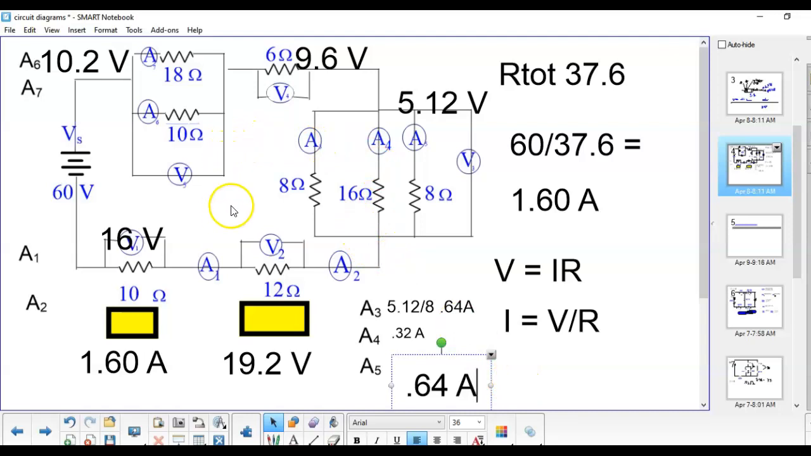And now we have these two. Again, 10.2 volts divided by a resistance of 10. That's going to give us 1.02. And here, the 18: 5.7.